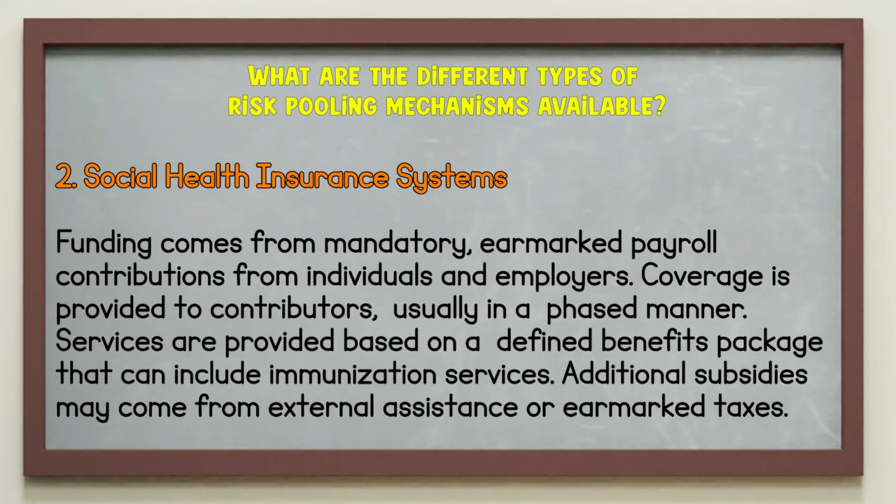Number 2, social health insurance systems. Funding comes from mandatory, earmarked payroll contributions from individuals and employers. Coverage is provided to contributors, usually in a phased manner. Services are provided based on a defined benefit package that can include immunization services. Additional subsidies may come from external assistance or earmarked taxes.